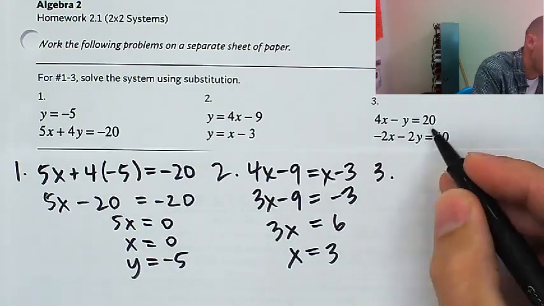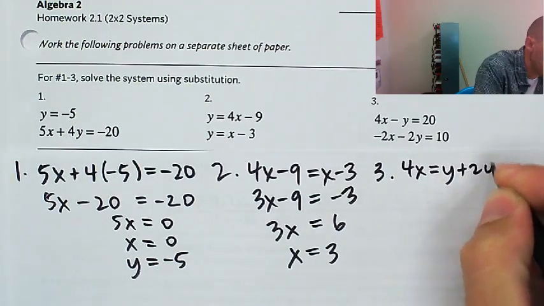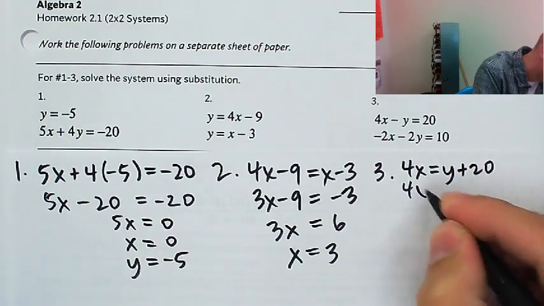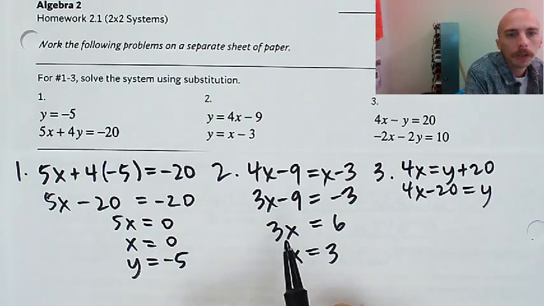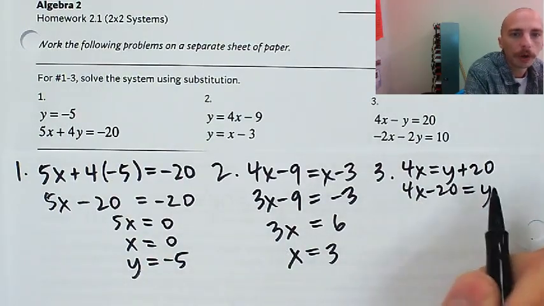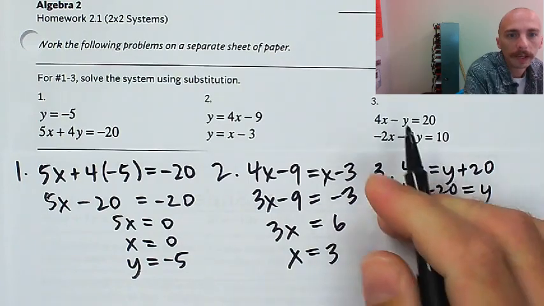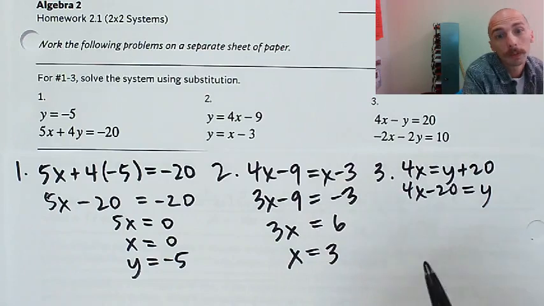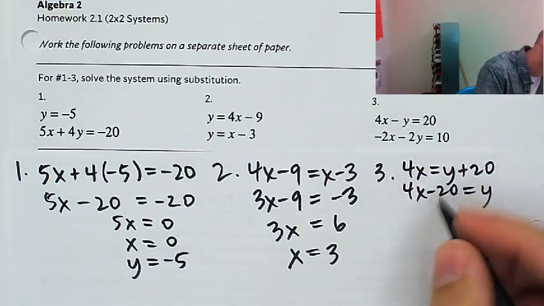So if I add y to both sides, I'll have 4x equals y plus 20. And then maybe I'll subtract the 20 from both sides, and I'll get 4x minus 20 equals y. Then I'm going to substitute on this y right here in the other equation, because if I substitute on y in this equation, I end up getting 0 equals 0. That's true, but that doesn't mean infinitely many solutions if we plug back into the same equation we were working on.